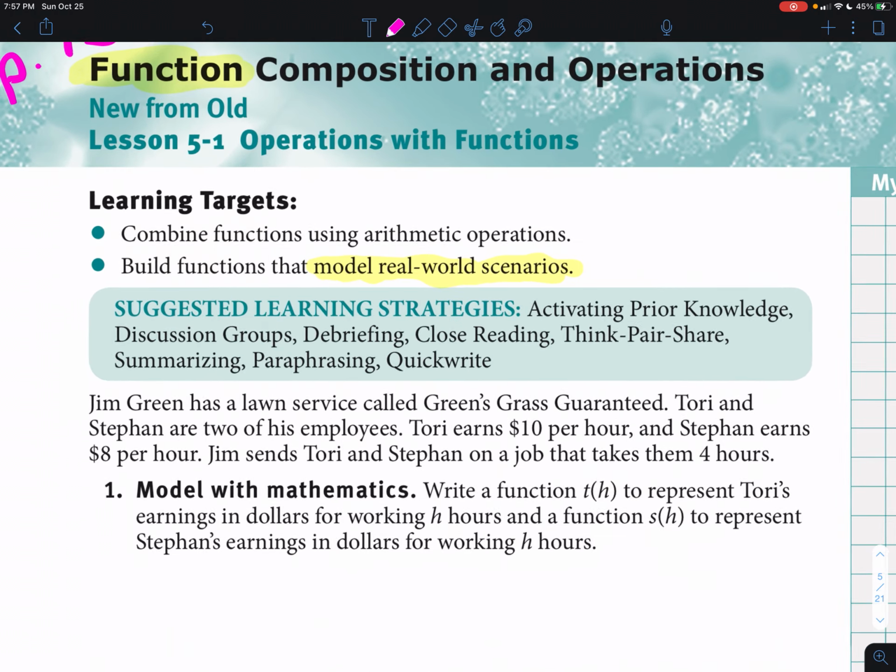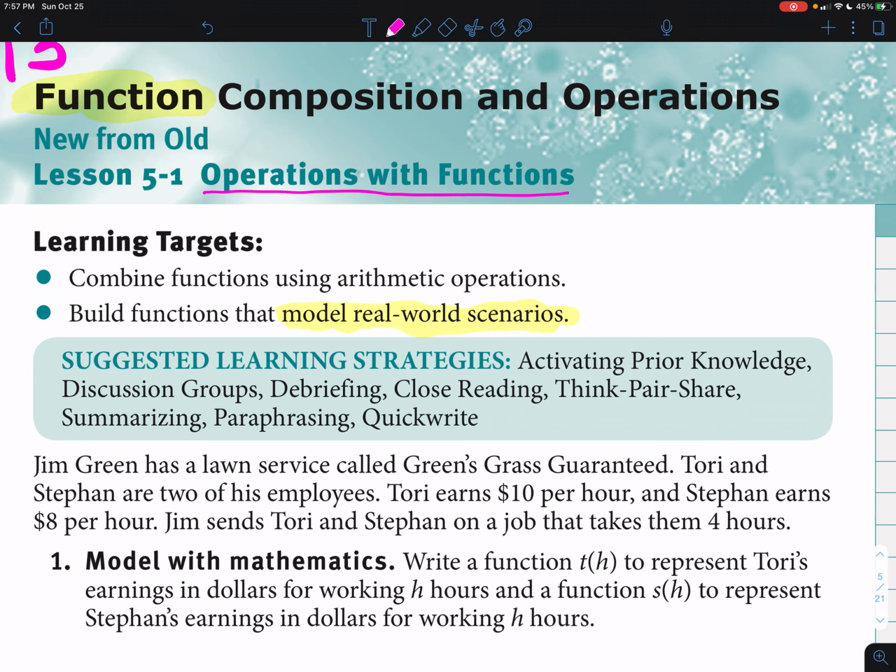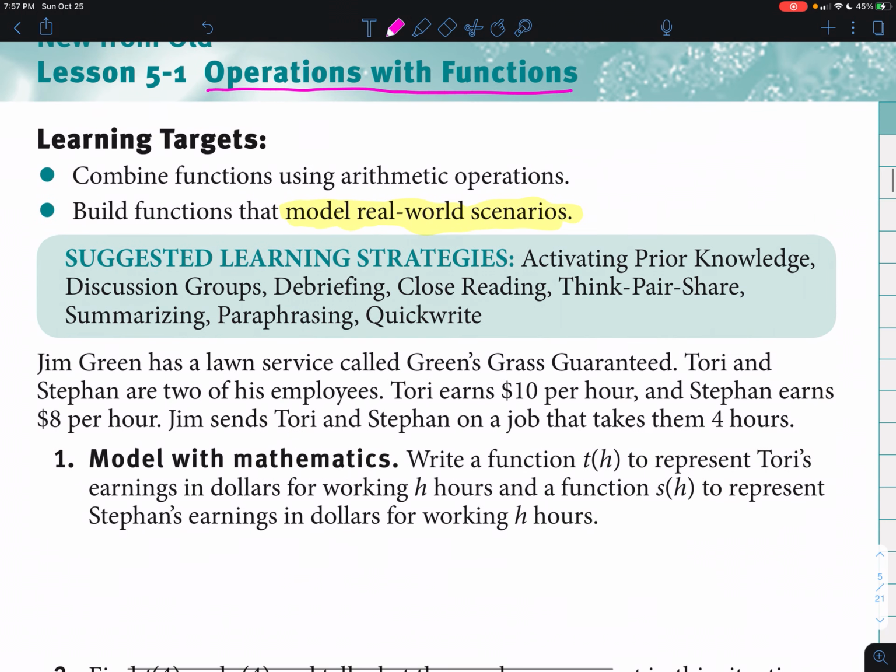So our learning targets here, we're going to be doing operations with functions in this lesson. In the Khan Academy videos from last week, you saw some examples of this. So hopefully we can get through this rather quickly. Our learning targets are to combine functions using arithmetic operations. And that's things like add, subtract, multiply, and divide. The 4 basic operations you've been learning since elementary school. And then we're also going to build functions. We're going to write these functions ourselves, and they're going to model real-world situations.